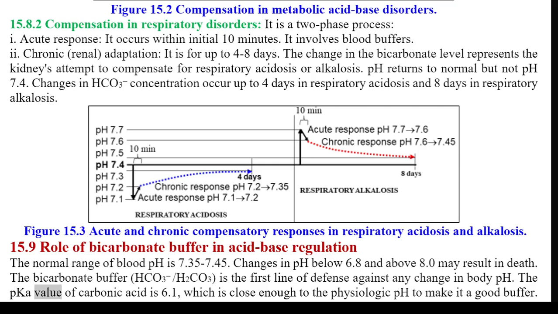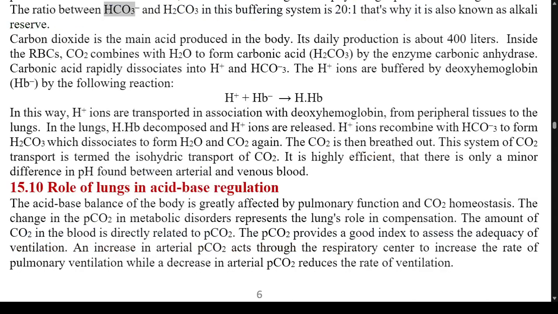The pKa value of carbonic acid is 6.1, which is close enough to the physiologic pH to make it a good buffer. The ratio between HCO3 and H2CO3 in this buffering system is 20:1. That's why it is also known as alkali reserve. Carbon dioxide is the main acid produced in the body. Its daily production is about 400 liters.